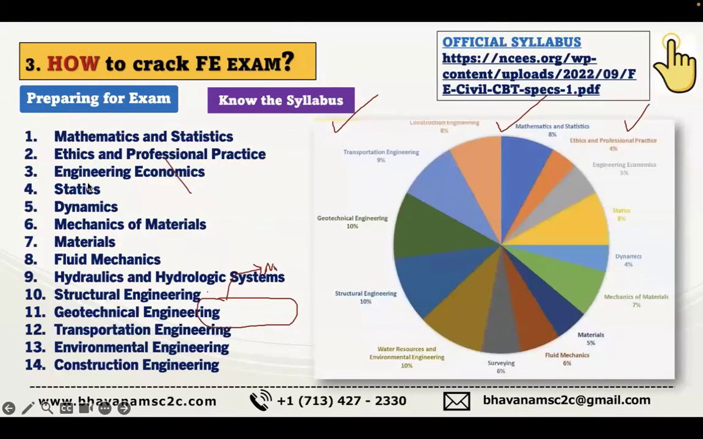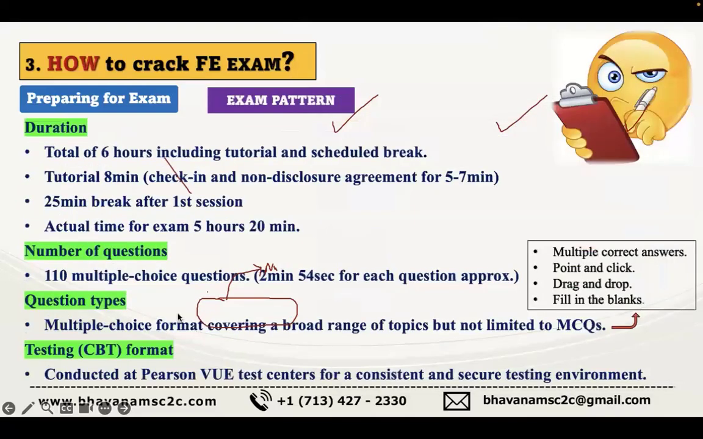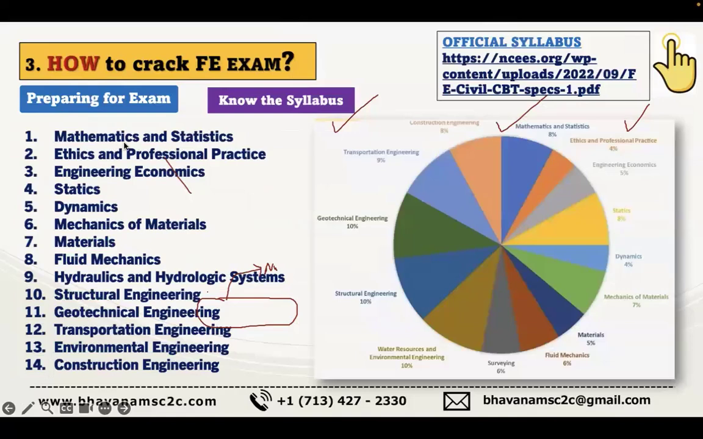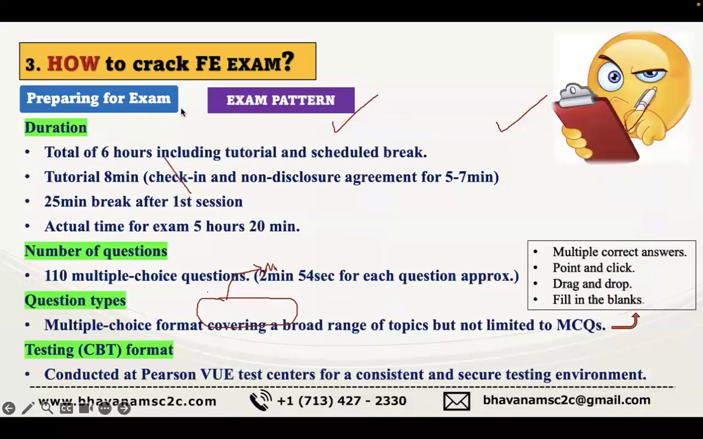And this is the syllabus. There are 14 subjects, from 1 to 14. So mathematics, statics, engineering economics, dynamics, mechanics of materials, and so on. You can see the pie chart here. We have shown the weightages of each subject. You can cleverly pick the first subject, like first cover geotechnical engineering and then structural engineering, whichever weightage is high, or whichever subject you are weak at, you can choose it first. And if you want the official syllabus, we have the link here. You will get all the 14 chapters with the subdivisions.